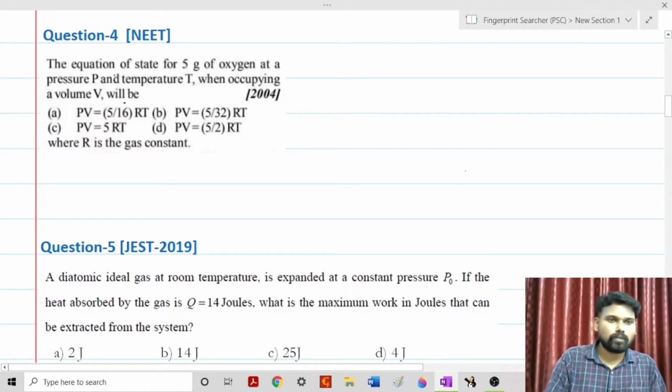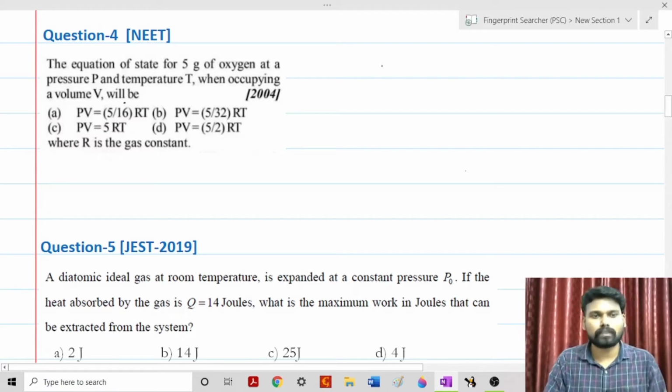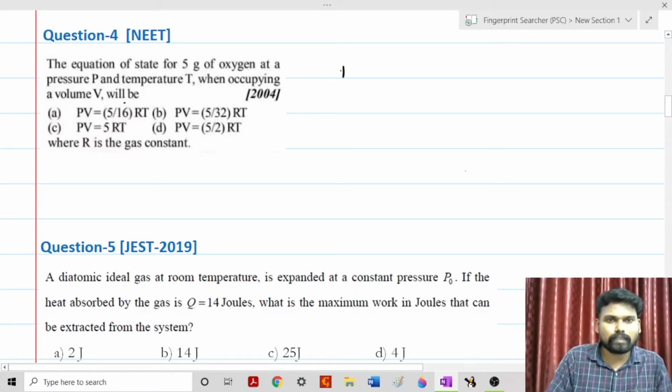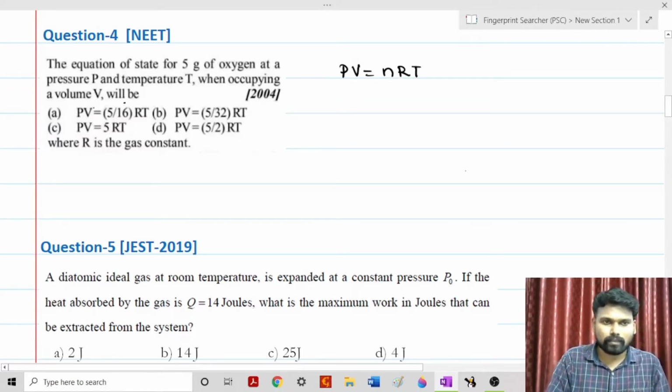Okay, so here we have to find the equation of state for this 5 gram of oxygen. You know the equation of state is what? PV is equal to nRT. When you look at the options, you can see that the equations are there, but the value of n is the question.